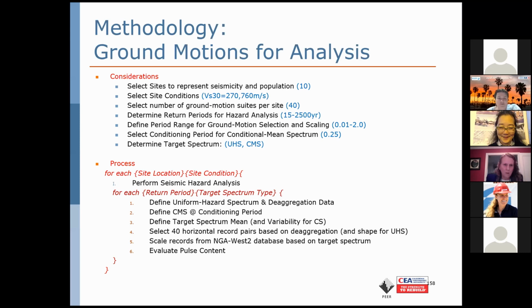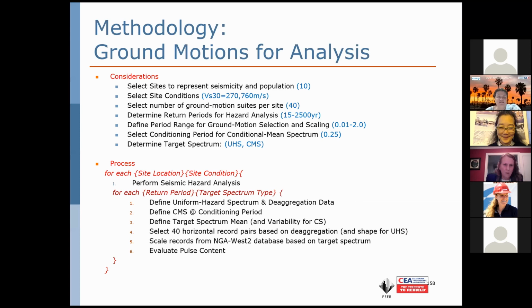So the process, which I'm kind of putting into a little loop here, which got loopy at some point, is that for each site condition and site location, we first performed a seismic hazard analysis. And then from there, we pulled out uniform hazard spectra for the different return periods with the deaggregation data. As well, for each target spectrum type, we had to define both the CMS and the UHS, and therefore define a mean and a variability of the ground motions about that mean. And we had different cases depending on whether you're using the UHS or the CMS. And I'll talk about that in a future slide.